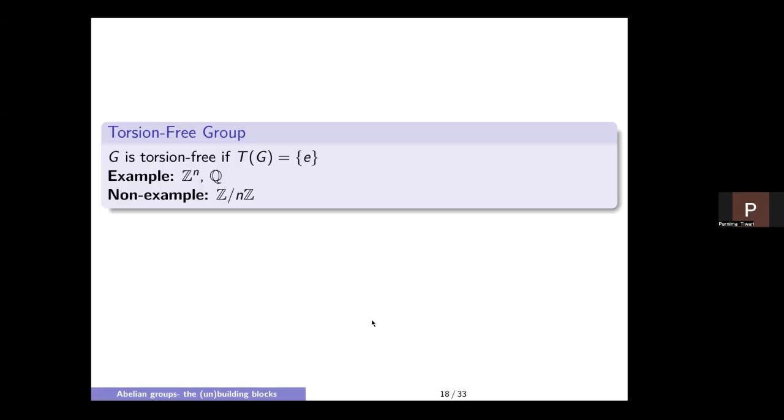Examples can be Z. In Z with the operation of addition, we have the torsion subgroup to be the identity, and the same goes with the group of rationals. And a non-example would be Z_n. We have seen that it is not torsion-free. Again, the case of the modulo applies.